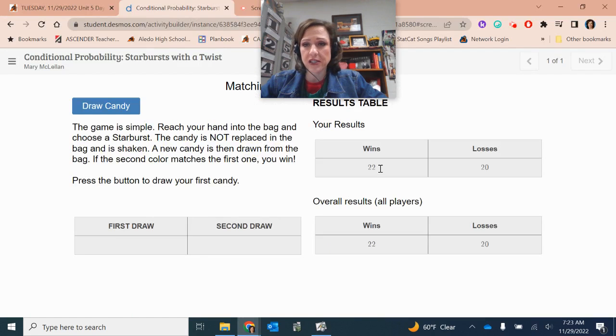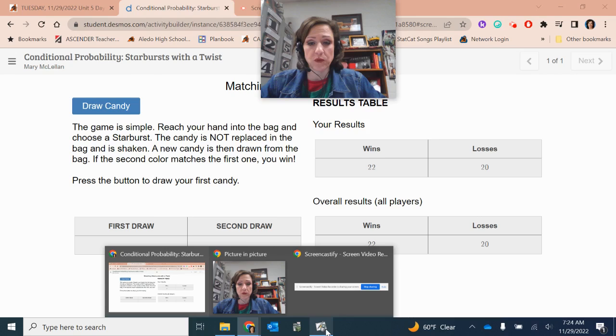Let's look at my personal results. I had gotten 22 wins and 20 losses. That means I just played this game how many times? With the ones from last night, I have played this game 42 times, and 22 out of the 42 had won. So we could see what that probability was, but we know that it's a little more than a half, because 21 would be half. So 22 out of 42, so 52% of the time we won in our class.